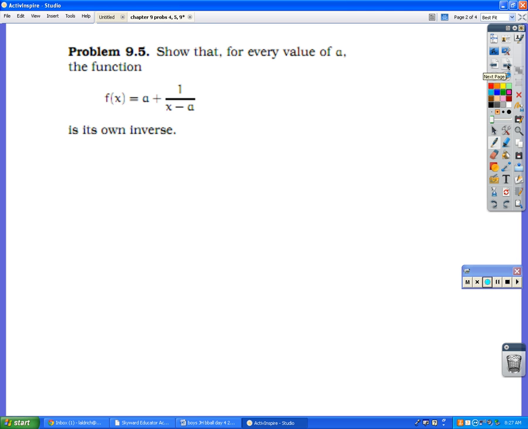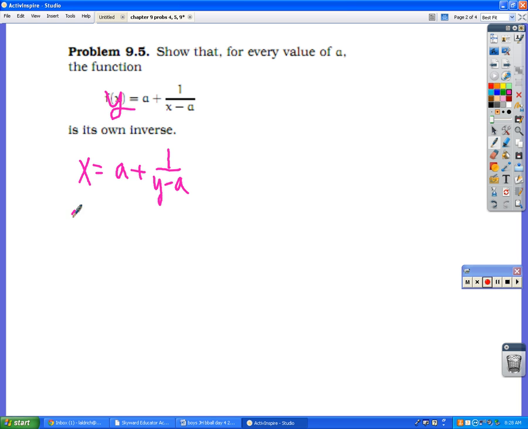Okay, next one. Show that for every value of a, the function f of x equals a plus 1 over x minus a is its own inverse. How are you going to do that? Switch the x and the y. So this right here is the y, right? f of x and y are the same thing. So I'm going to rewrite this as x equals a plus 1 over y minus a. Now I have the unfortunate task of solving that for y. Subtract a.